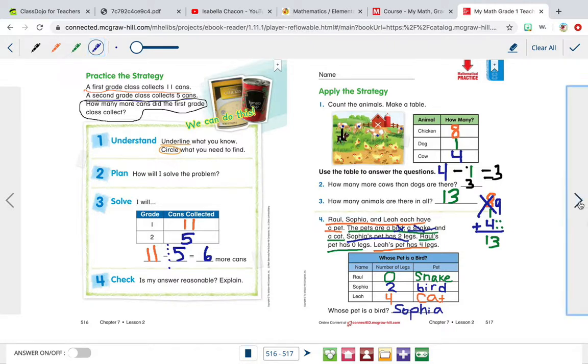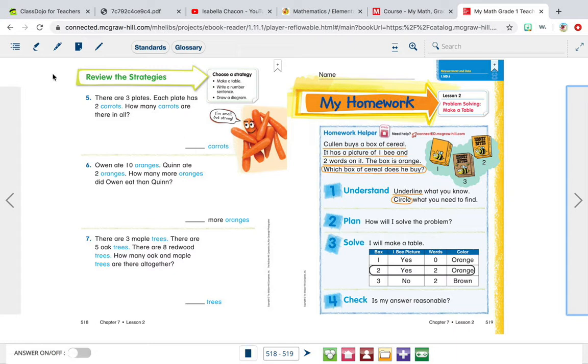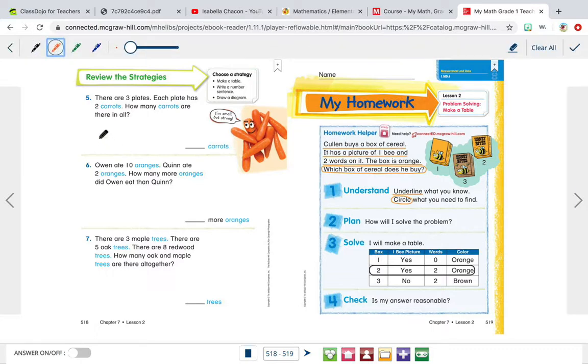All right, we're moving on to our last page. Review the strategy. There are 3 plates. Each plate has 2 carrots. How many carrots are there in all? So, what we're going to do is we're going to make a table. So, we're going to do it like this. Just like this. All right. So, on this side, we're going to do plates. So, plate 1.